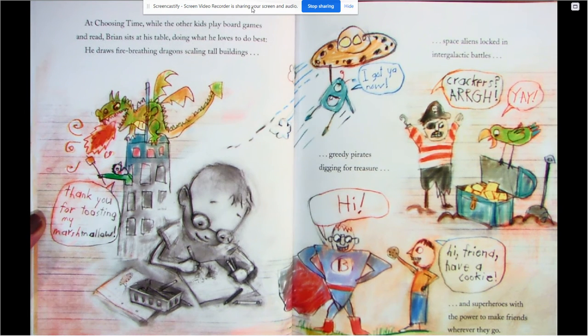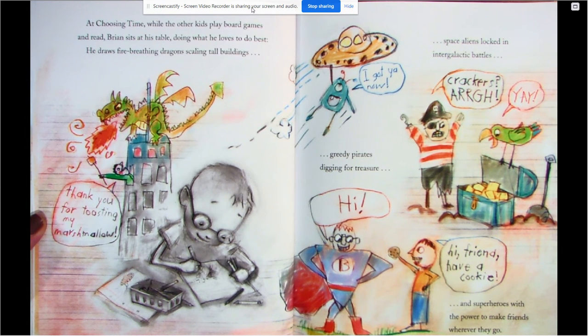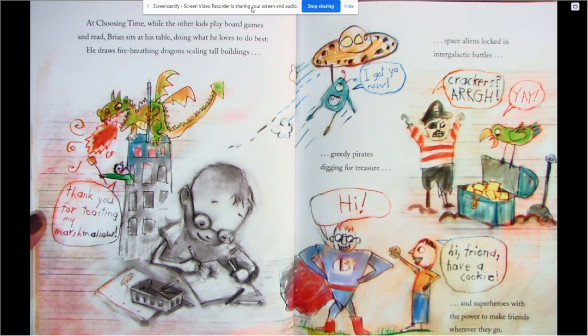At choosing time, while the other kids play board games and read, Brian sits at his table, doing what he loves to do best. He draws fire-breathing dragons scaling tall buildings.